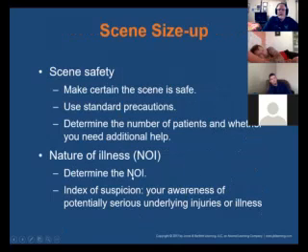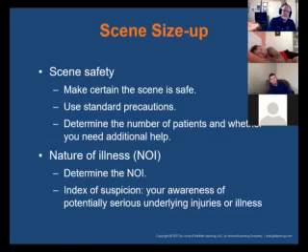Determine the nature of illness, then develop this phrase, which might be fairly new, index of suspicion. It must be, because they took time to define it this time. Nature of illness, even mechanism of injury. Today we're talking about illness. Nature of illness gives rise to your index of suspicion as to what their underlying problem is. So index of suspicion, your awareness of potentially serious underlying injury or illness. I'm going to take it a little bit differently.